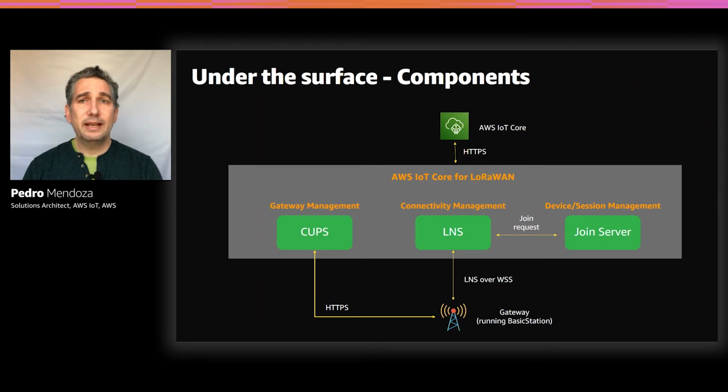In addition to the LNS, we have two other components in the service. We have the COPS, which is responsible for gateway firmware and configuration tasks, and we also have the join server that, as we mentioned before, is the one that generates the security keys, both the network session key and the application session key, to ensure the integrity of the communication between the device and the other components in the LoRaWAN technology.